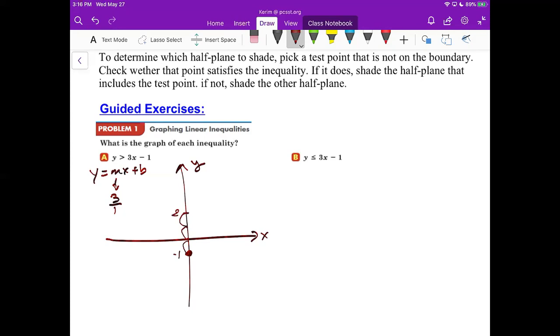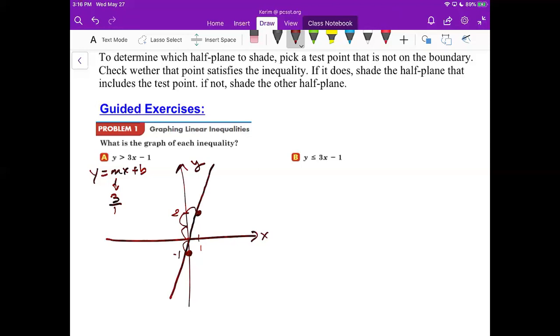And then we're going to run 1 unit to the right because of the positive slope. So let's say this is 1. So right there. When I connect these two points, I'm going to get my graph, but I'm not done yet.